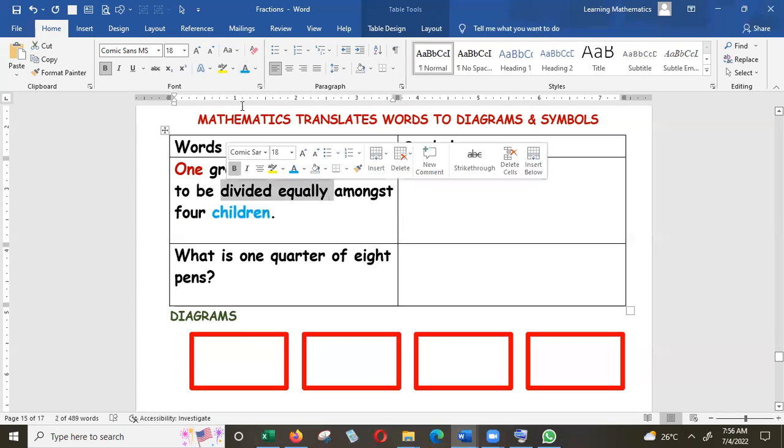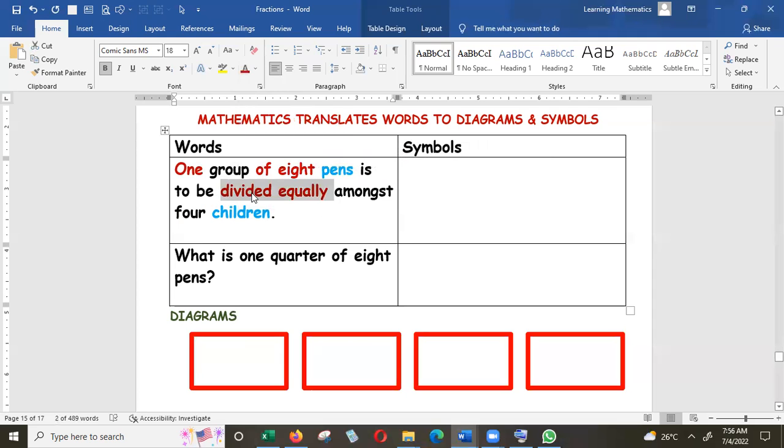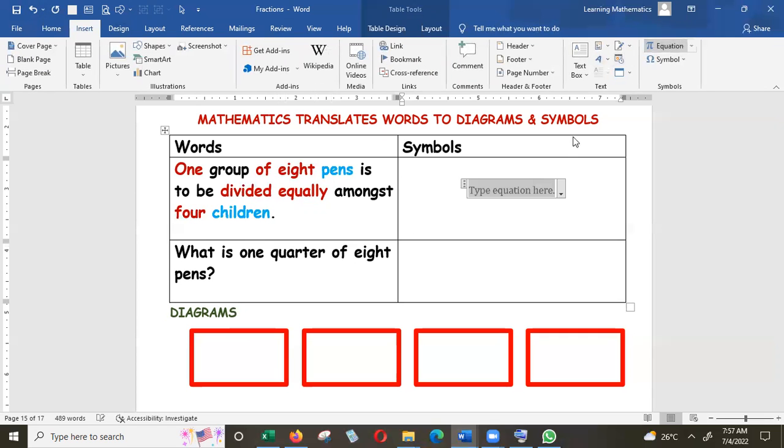Because it's involved in this situation. Divided equally, both words have their symbolic translation. Divide has its symbol, equal has its symbol, and 4 has its symbol. So these are the 4 children, and we have to divide 8 pens equally amongst them. So this sentence here can be translated symbolically.